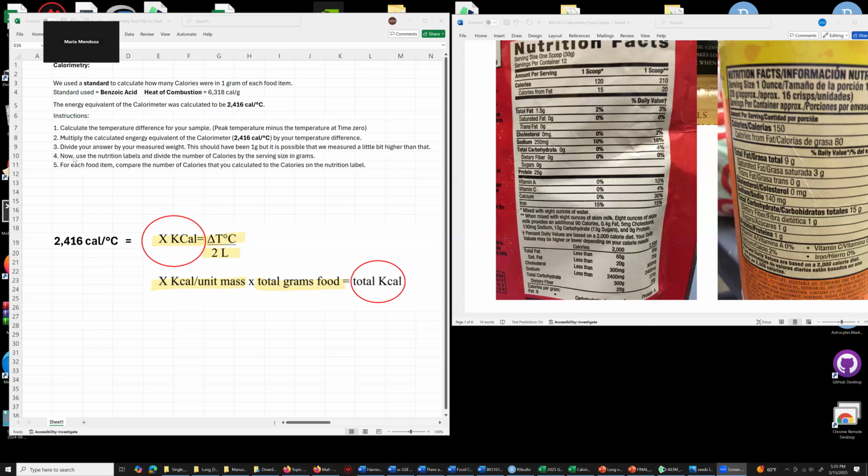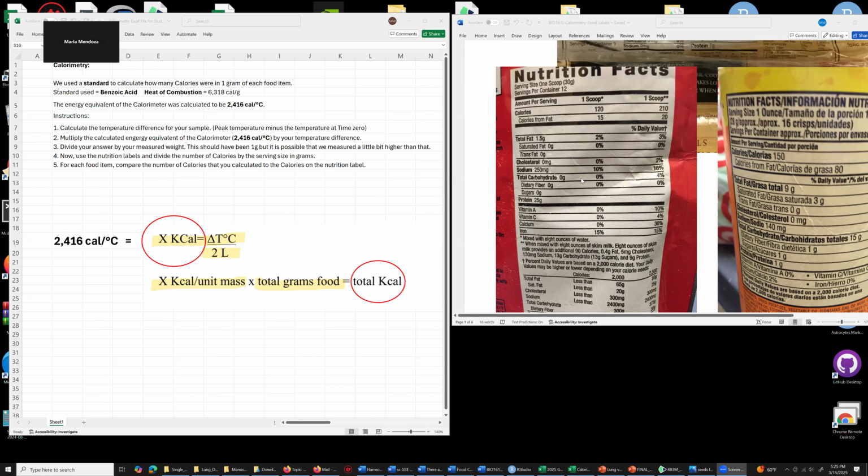Okay, so now we do the next step. It says, now use your nutrition labels and divide the number of calories by the serving size in grams. So this right here is protein powder, and you can see that it says serving size 1 scoop is 30 grams. Servings per container is 12. Okay, so we have to divide the number of calories by the serving size in grams.